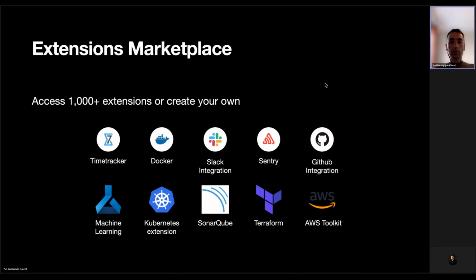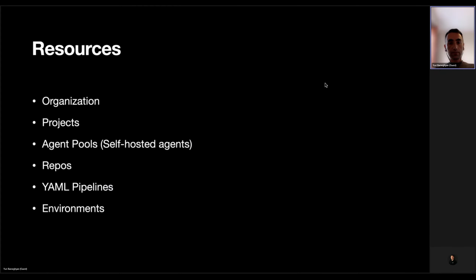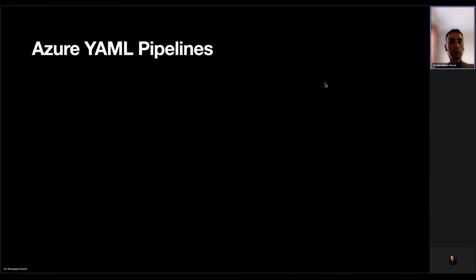Here you can find some. Terraform is actually yet another extension, but we are not really using it because we have a custom solution for it. To build our solution, we will use the following list of resources from Azure DevOps. On a high level, we have the organization and the projects, and under them agent pools. We are using self-hosted agent pools. There are also Microsoft-managed agent pools. Then repos, YAML pipelines, and environments. So this is a pretty big part of the whole setup.